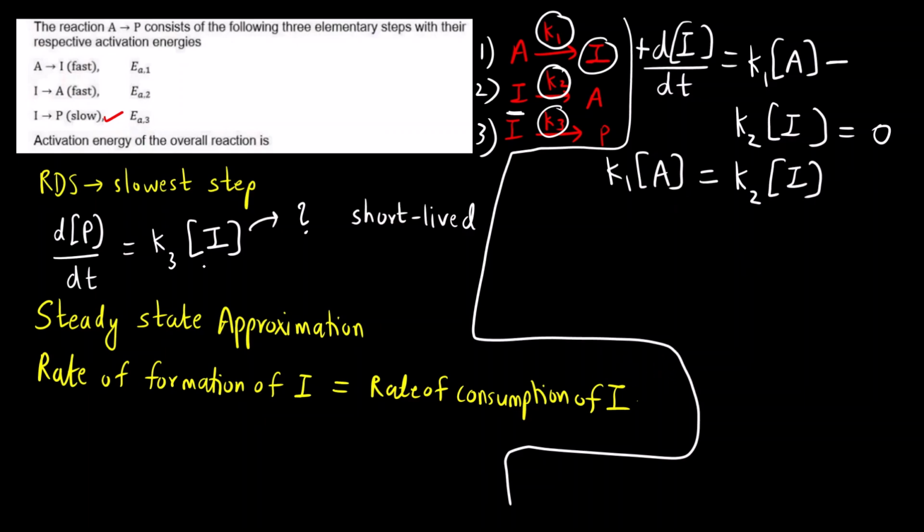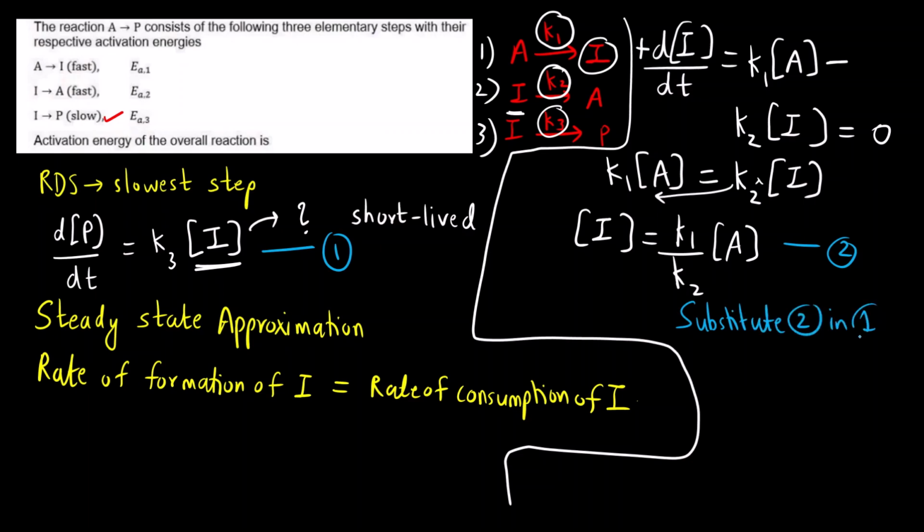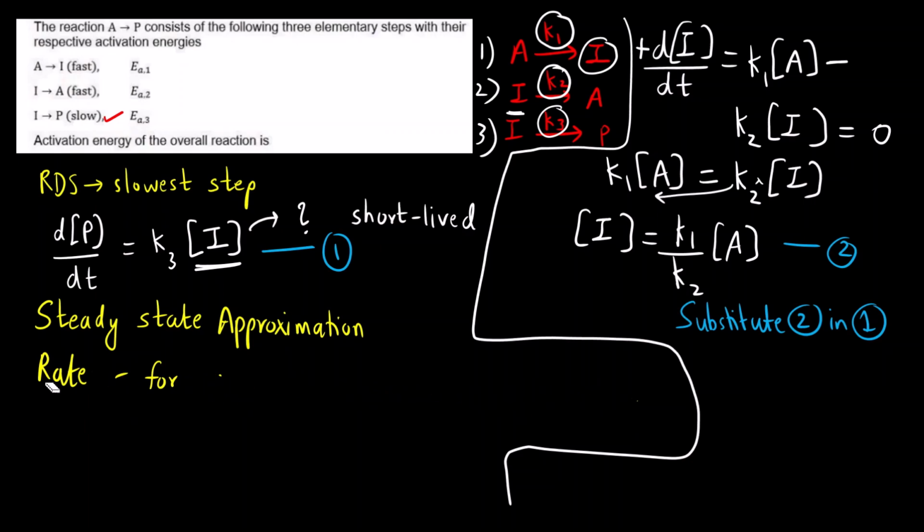Now we have to substitute the concentration of the intermediate. So what will be I? Rearranged, the multiplication becomes division: I equals K1 divided by K2 into A. So now we have two equations, this is equation 1 and this is equation 2. Substitute 2 in 1.